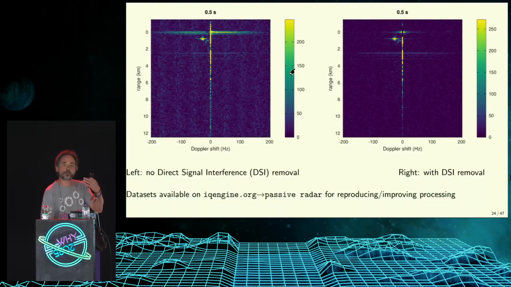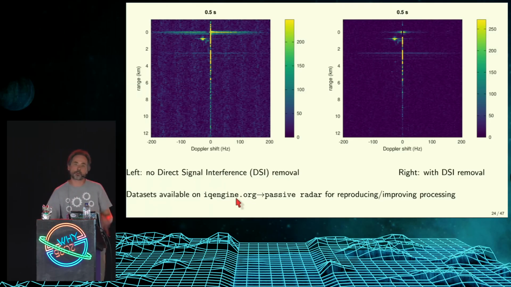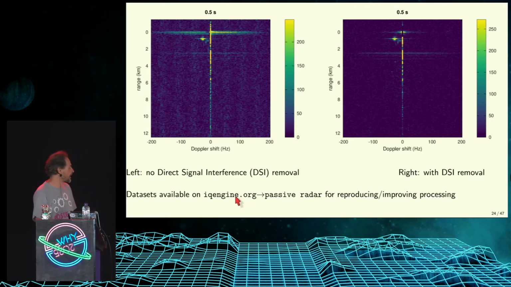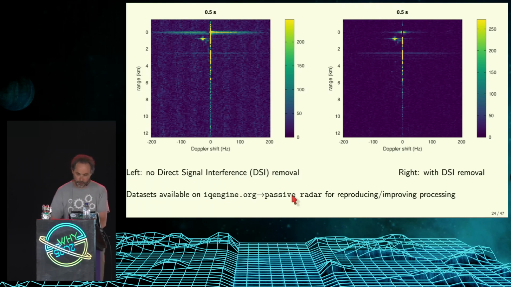So we know that we don't want to detect the waves, we know we want to detect the ships, and I'll get into the quick details of what is DSI, direct signal interference removal. Again, if you want to reproduce this at home, you can download the data sets, there are a few gigabytes large, on iqengine.org. IQEngine is a repository for software-defined radio data sets organized by Mark Lischman, and in the passive radar subdirectory, you will find all the data sets for reproducing this at home.